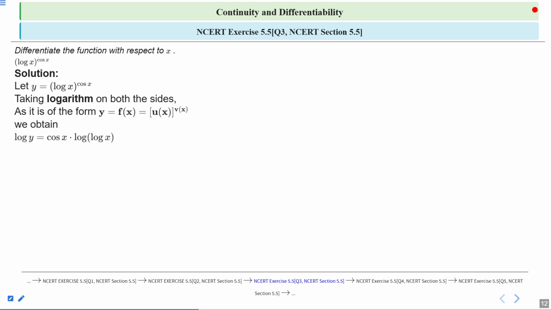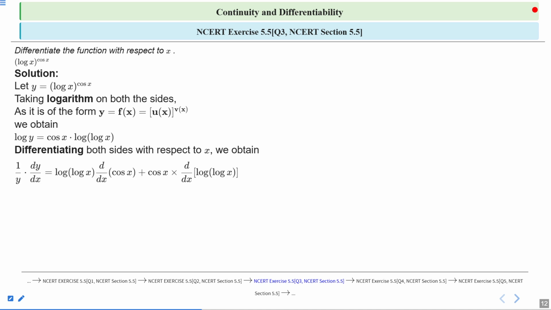Let y is equal to (log x) to the power cos x, right? Now taking logarithm on both the sides, because it is of the form y is equal to f(x) to the power g(x), that is u(x) to the power v(x), we can differentiate it now. We obtain log y will be equal to cos x into log(log x), right? So differentiating both the sides with respect to x, we obtain 1 by y into dy by dx will be equal to log(log x) d upon dx of cos x plus cos x into d upon dx of log(log x), right?